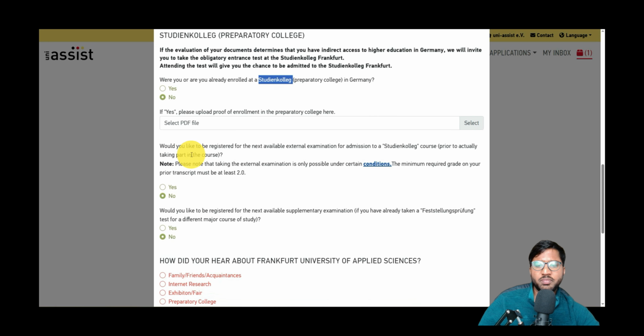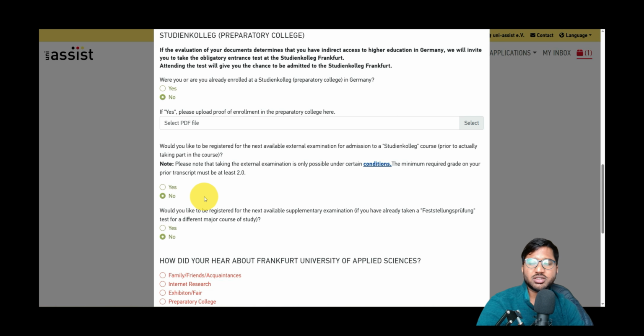No. And also they will ask if you need to enroll in a university or student college. So this also you can click on no. Why? If you are a student from India, then please click on no, because our degree is already registered and we have done a minimum of 18 years of schooling, so we don't need to go to student college.